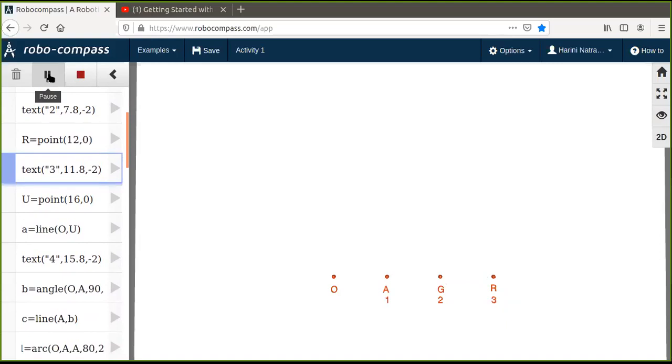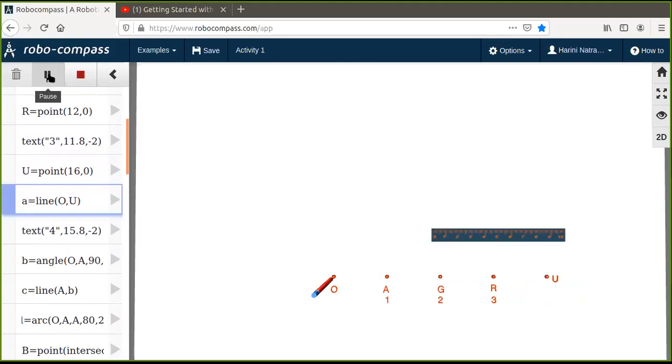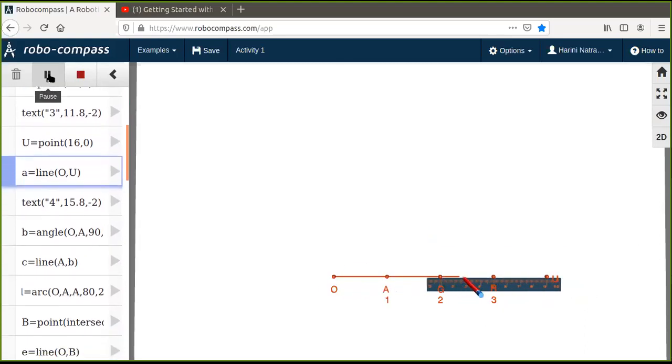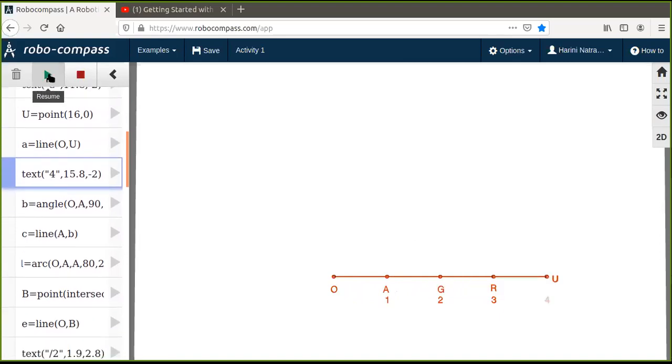And the last one will be your point again 5 centimeters away from R, which will be marked as U. Then you will join all this to form the number line. So this is the first step. You have located the number line.